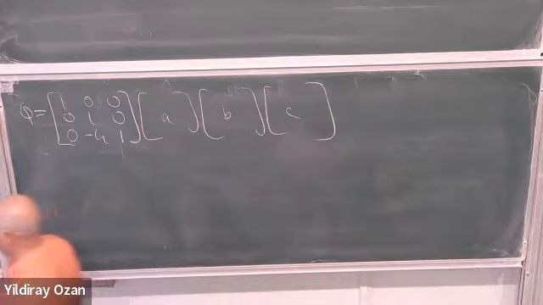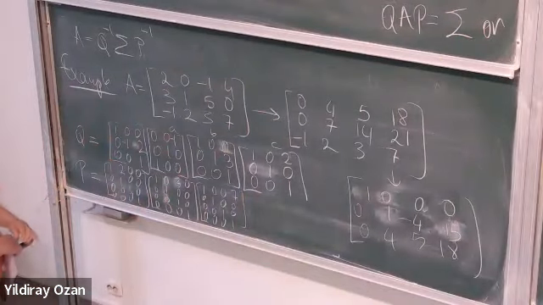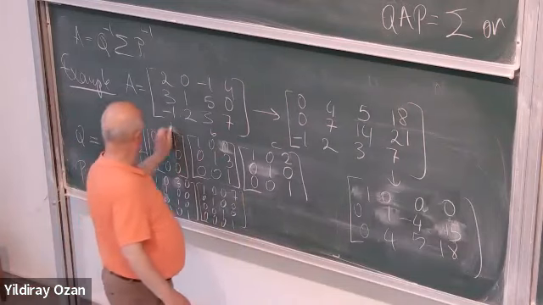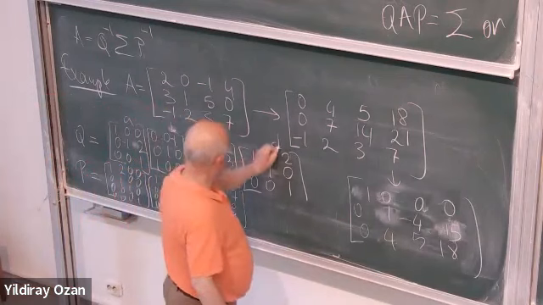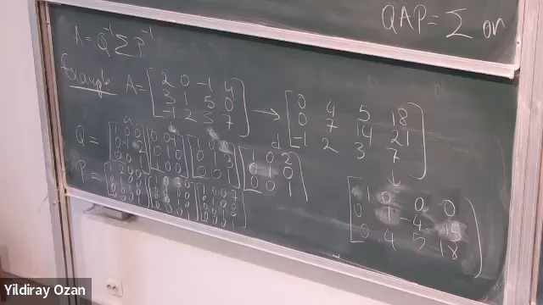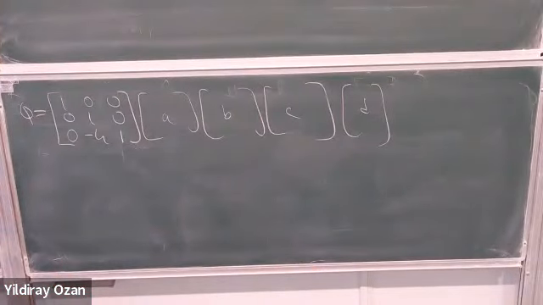So this is the matrix. No, there are 4 of them, not 3. A, B, C, D. So, A, B, C, D. 1, 0, 0, 0. This one? I multiply this by minus 4 and add to this one.